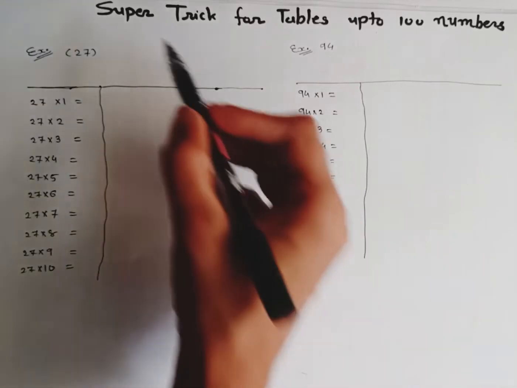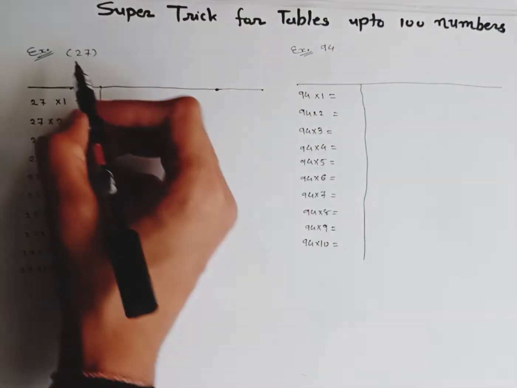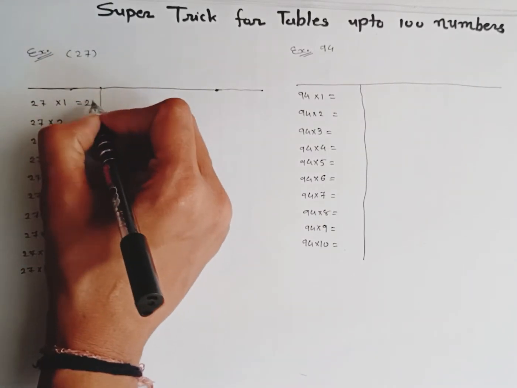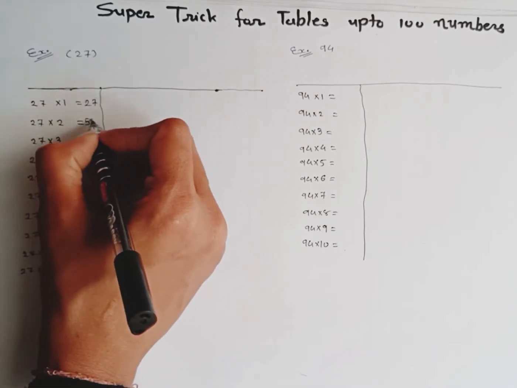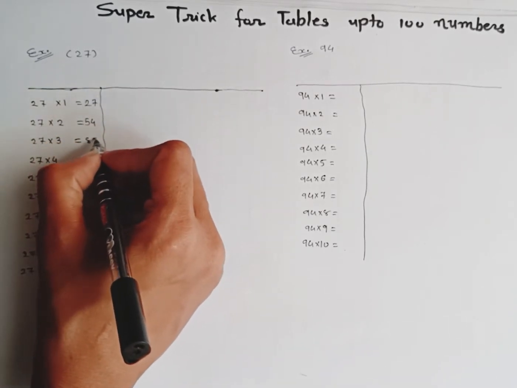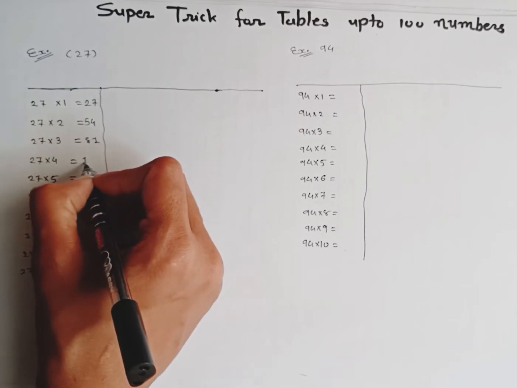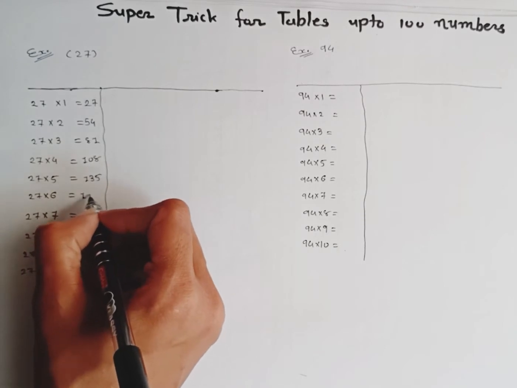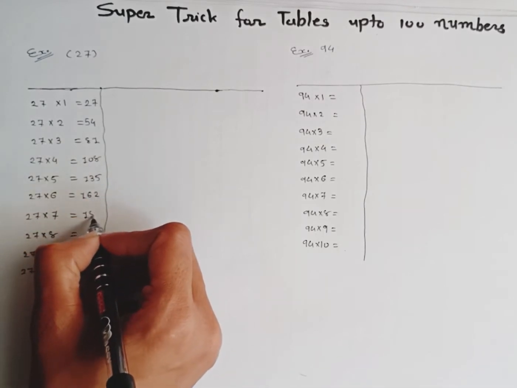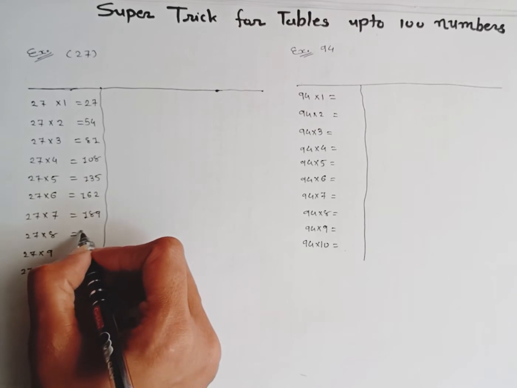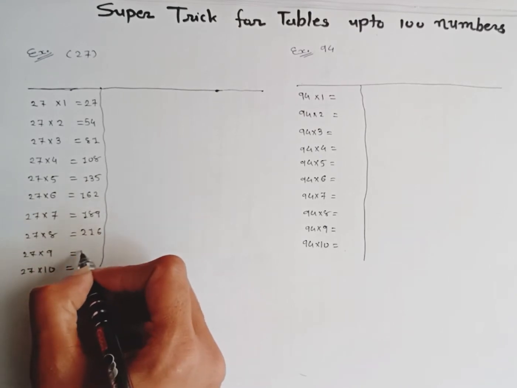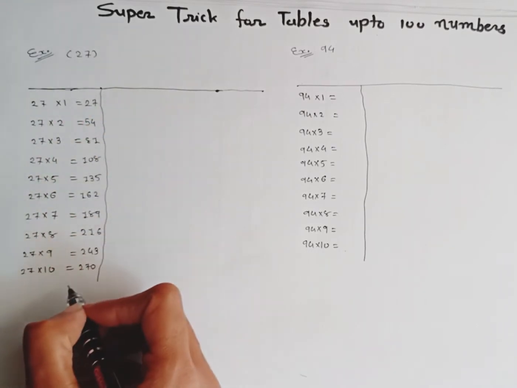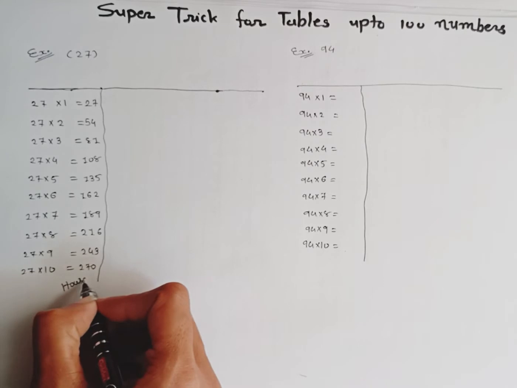Friends, let's learn a super trick for tables up to 100 numbers. Let's examine 27. 27 ones are 27, 27 twos are 54, 27 threes are 81, 27 fours are 108, 27 fives are 135, 27 sixes are 162, 27 sevens are 189, 27 eights are 216, 27 nines are 243, 27 tens are 270. Let's apply the trick.